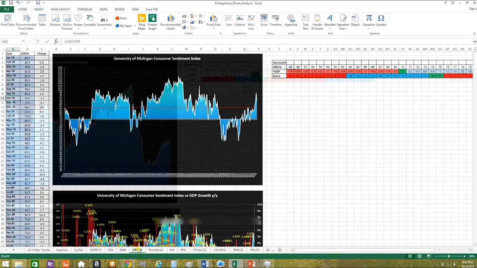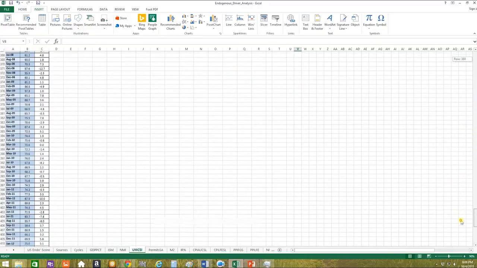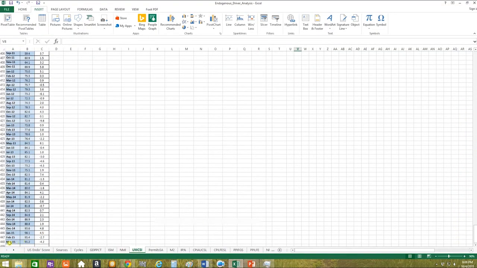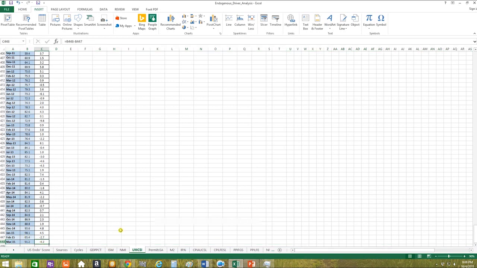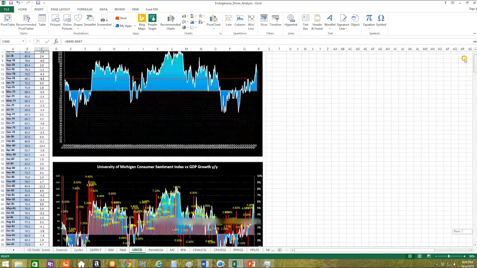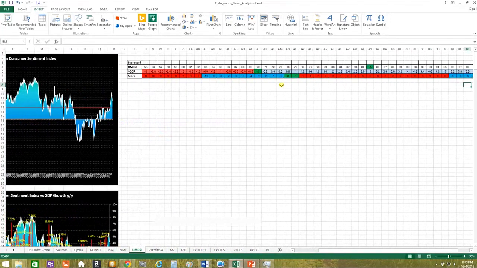Now, if we go into the UMCSI, we can have a look at the way we get the score here. The UMCSI is coming in at 91.2 for March, and the figure is -4.2 in terms of change month on month. So it's a very high number, but it's actually falling quite a lot.